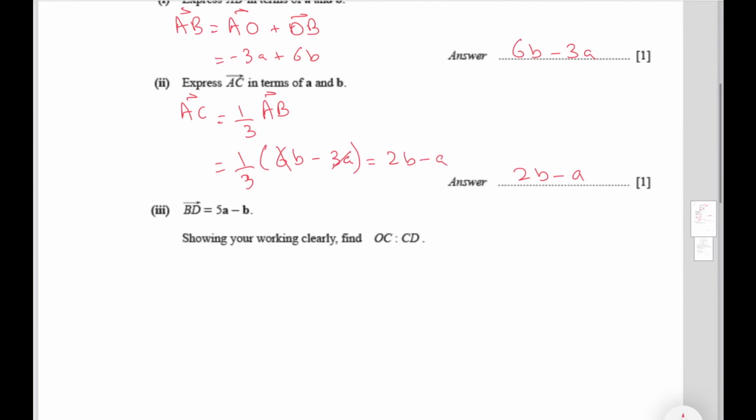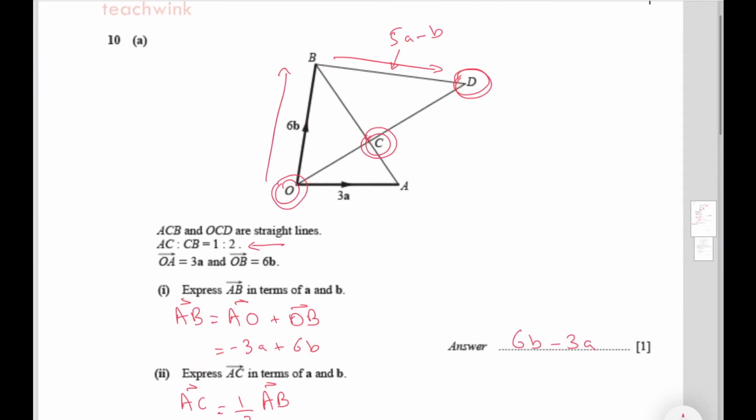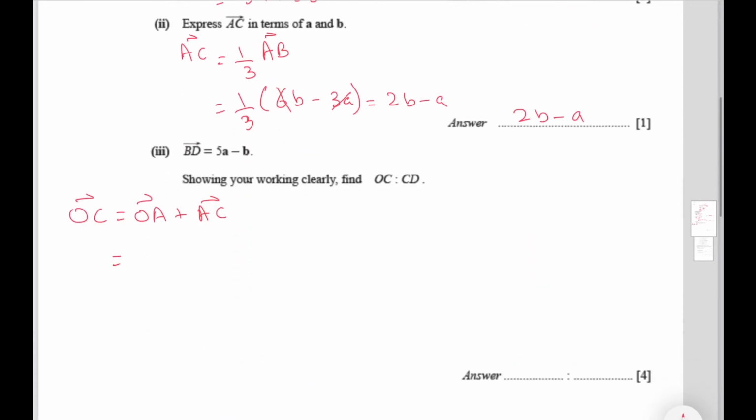So OC would actually be OA plus AC. Let's first find this. We are finding OC first. So you go from O to A, then from A to C. So O to A is 3a plus A to C in this part was 2b minus a. Let's add the two. We get OC comes out to be 2a plus 2b. That's one of these vectors.